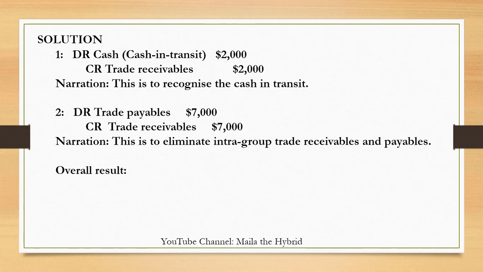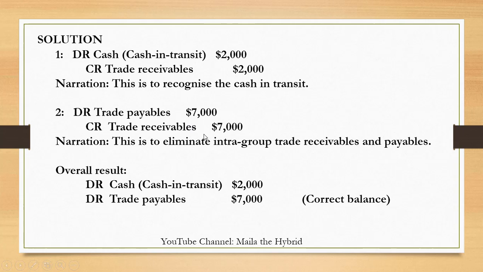What is the overall effect now? Debit cash by $2,000, as we see up here, and then debit trade payables by $7,000, and trade receivables has been credited twice, $2,000 here and $7,000, which gives us a total of $9,000. So this is how we account for cash in transit.